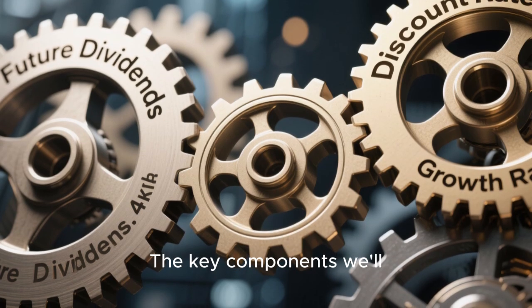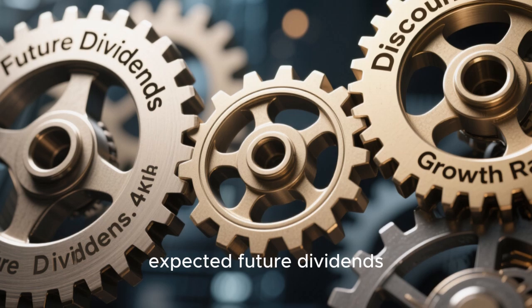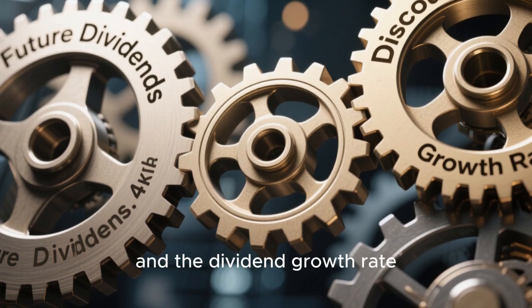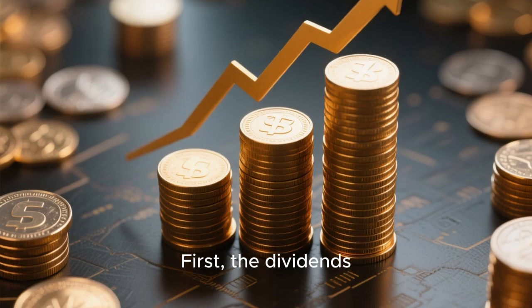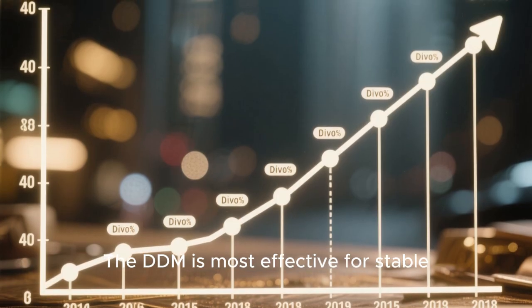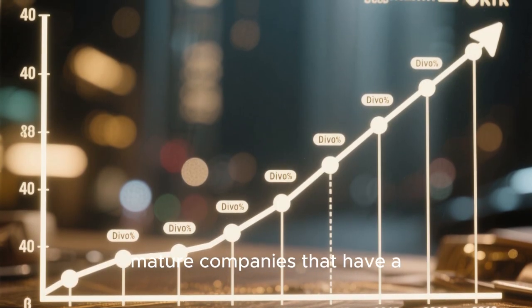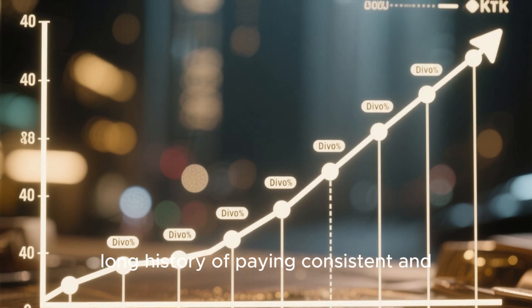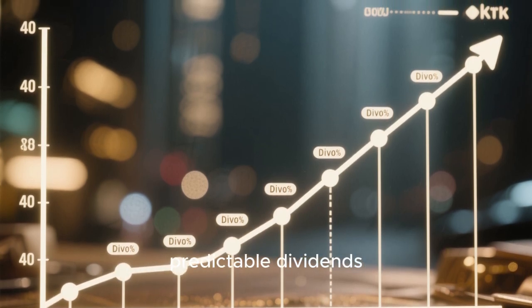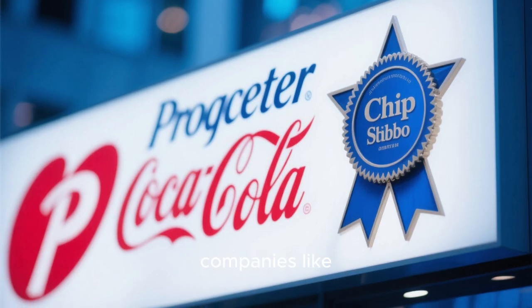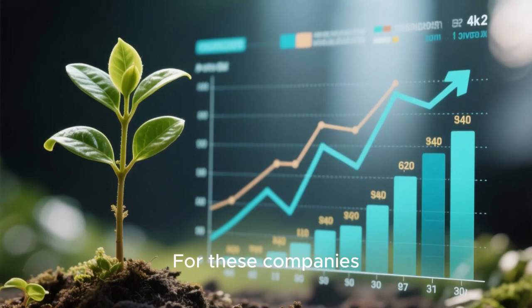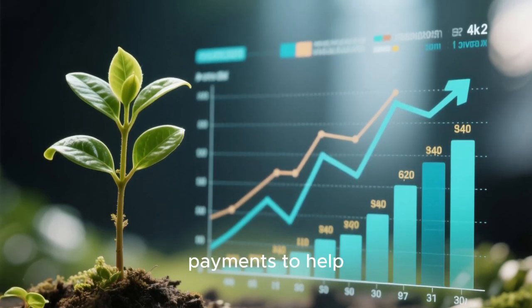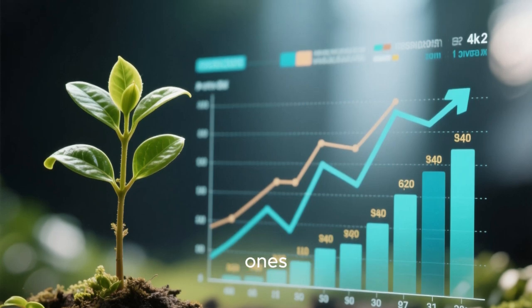The key components we'll need are the company's expected future dividends, the discount rate, and the dividend growth rate. Let's break down each of these. First, the dividends. The DDM is most effective for stable, mature companies that have a long history of paying consistent and predictable dividends. Think of blue-chip companies like Procter & Gamble or Coca-Cola. For these companies, we can look at their past dividend payments to help forecast future ones.